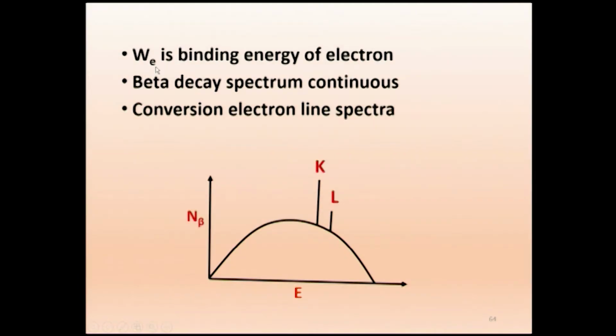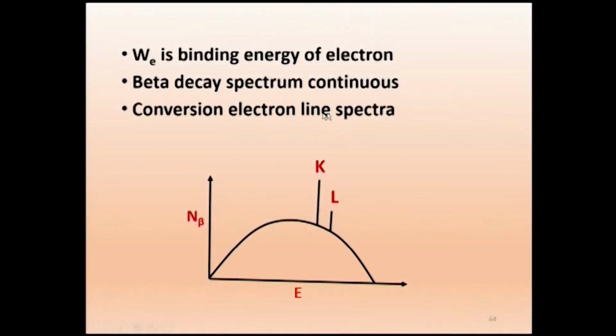Already we have discussed in beta decay, the curve is continuous. The beta decay spectrum is a continuous spectrum. That is because of the neutrino, all that we have discussed. Because the neutrino is sharing the energy, the experimental beta spectrum is continuous.